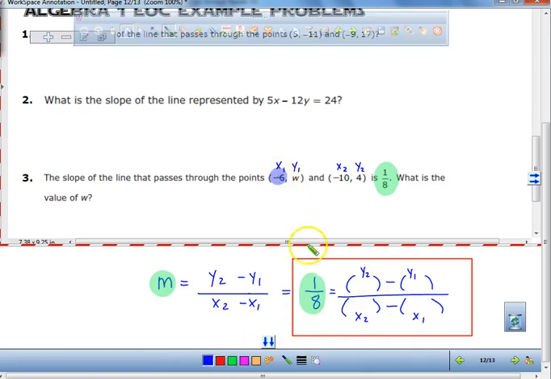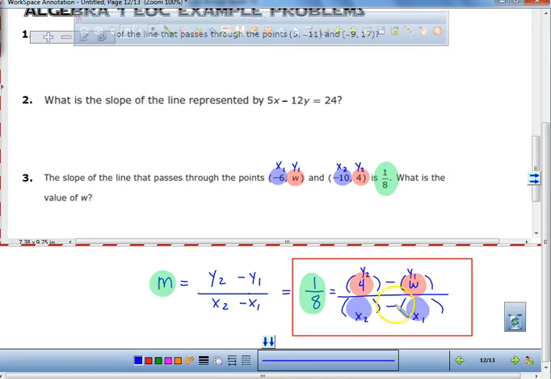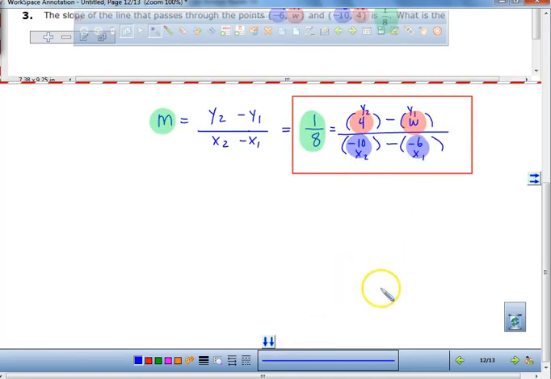Ready? x1 and x2 go here and here. y1 and y2 go here and here. So what is my y2 value? 4. What's my y1 value? W. That's what we're solving for. Let's figure out what W is, okay? What is our x2 value? -10. What's our x1 value? -6. I realize this is kind of tricky, so I'm going to rewrite it.